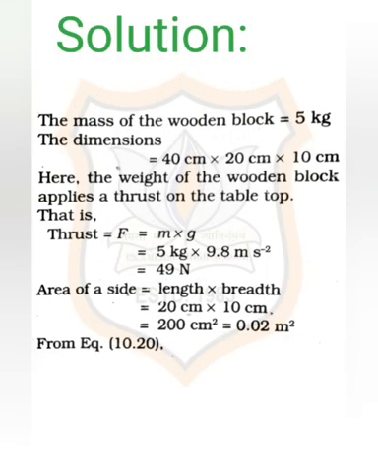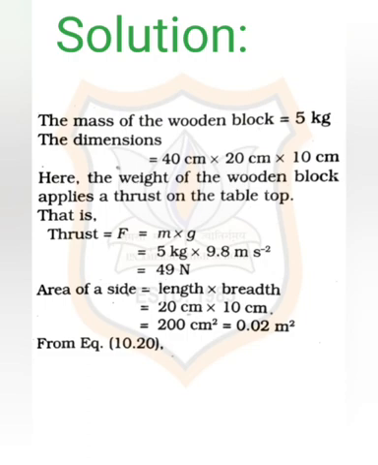Here the mass of the wooden block is given, that is 5 kg, and the dimensions are also given, 40 cm cross 20 cm cross 10 cm. Here the weight of the wooden block applies a thrust on the tabletop, just as we discussed in the last video. Thrust will be equal to F = m g. m is the mass of the block and g is the acceleration due to gravity on the earth, that is 9.8 meter per second square. So 5 kg into 9.8 will give 49 Newton.